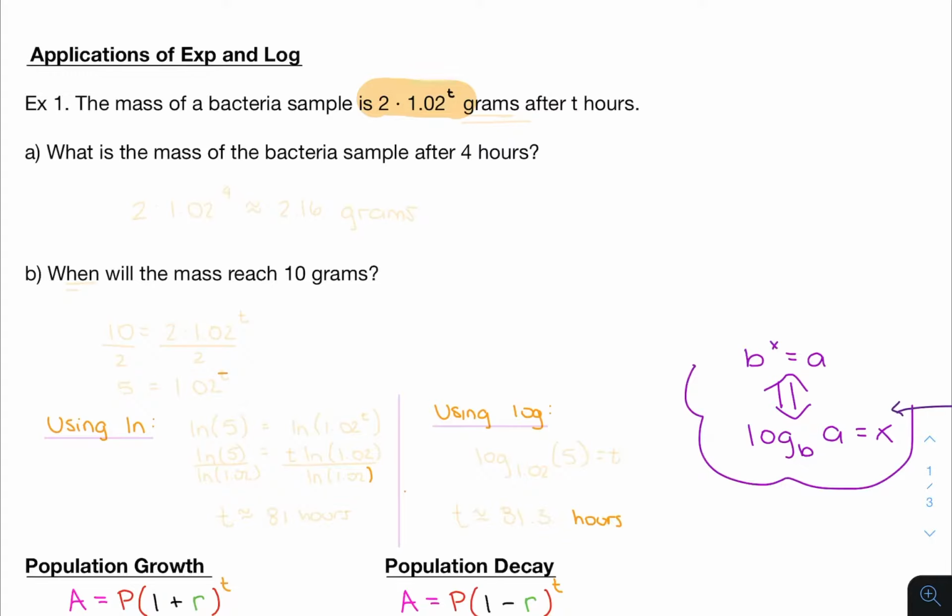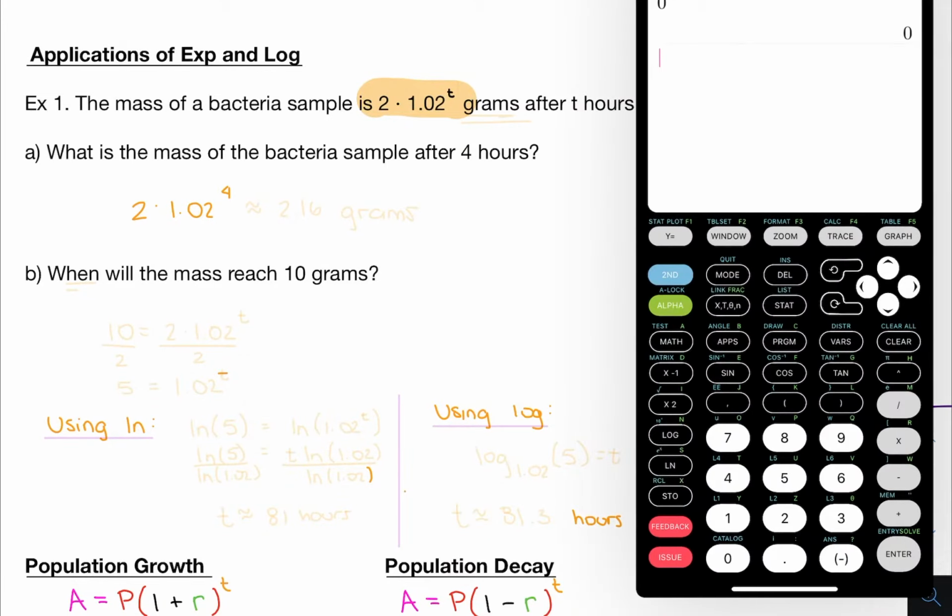If we want to know the mass in 4 hours, we can just take the 4 hours and plug that into time, because that is how long it's going to take. So we plug in 2 times 1.02 to the 4th power, because we have 4 hours. If you plug this into your calculator, you can get your answer: approximately 2.16 if we're rounding to the hundredths.